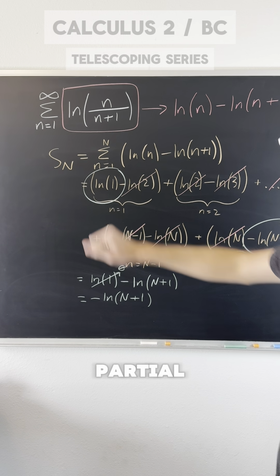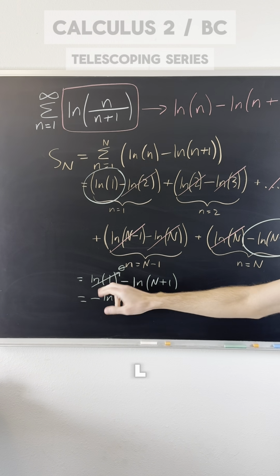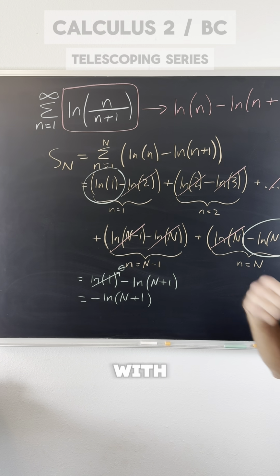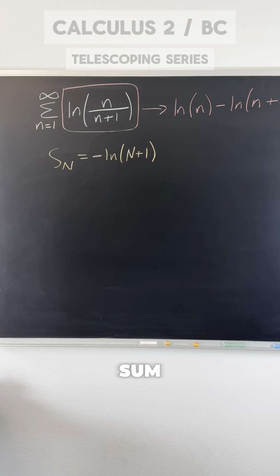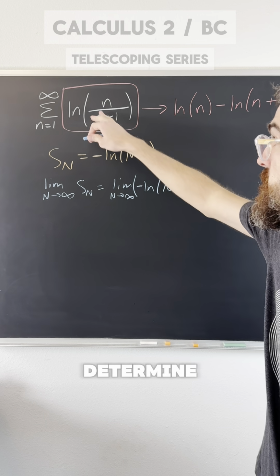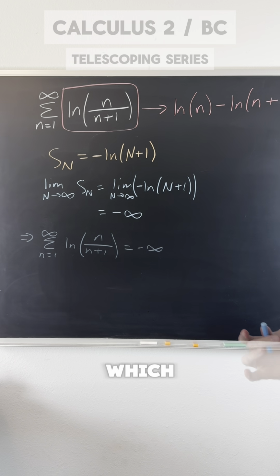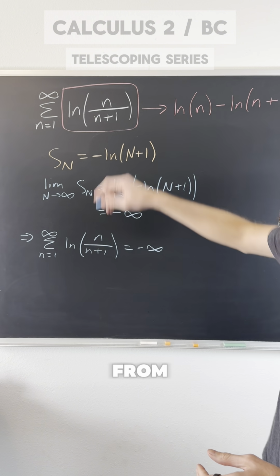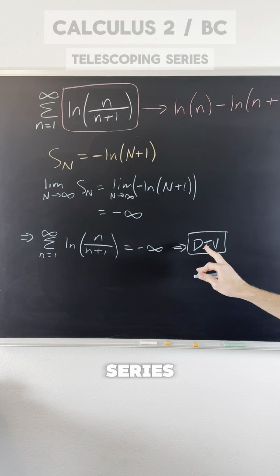Therefore, rewriting our partial sum, we get the ln of 1 minus ln of n plus 1. We know ln of 1 is 0, so we're just left with negative ln of n plus 1. Now that we know our partial sum, we can take the limit of it to determine the true sum. And in this case, we end up with negative infinity, which means that our original series from up here is equal to negative infinity, or that series diverges.